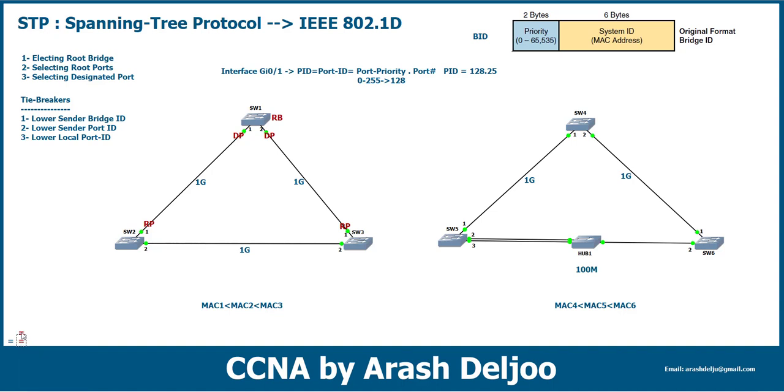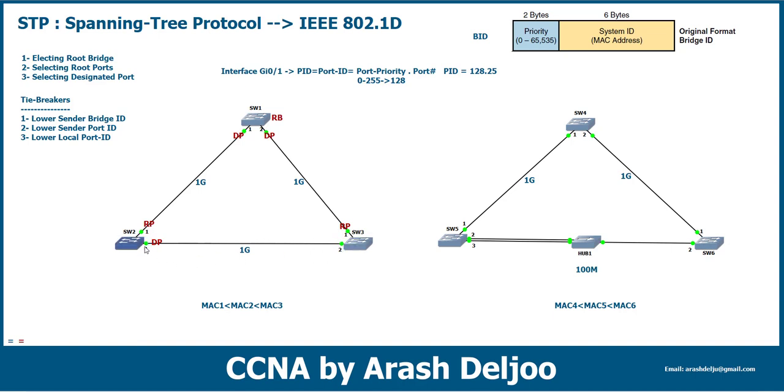Okay, this interface that is connected to switch 2 in this link is the designated port. Let me review. Look at here. We are finding the designated port on the link between switch 2 and switch 3. On this link, we have two interfaces, the first interface and the second interface.